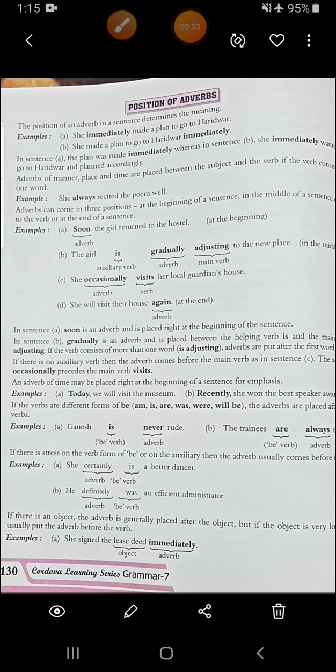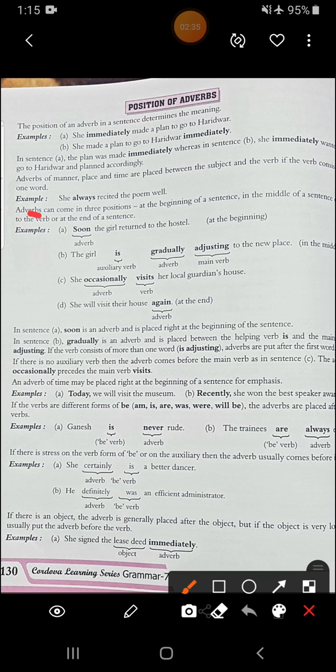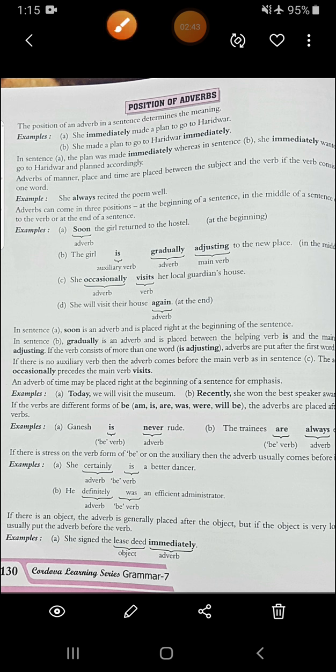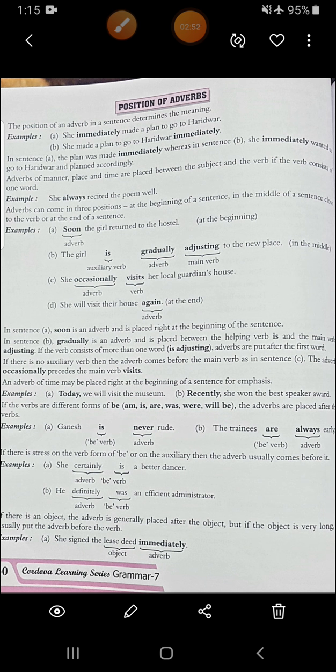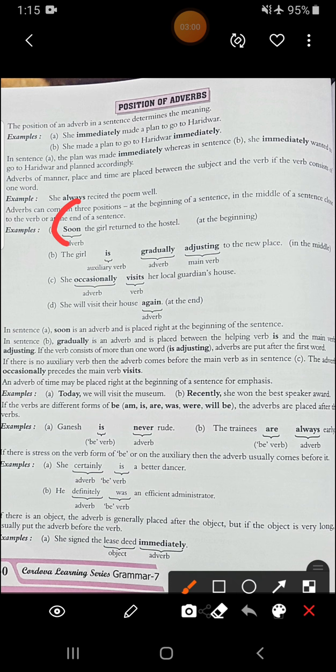Then next is adverb can come in three positions: at the beginning of the sentence, in the middle of the sentence, and at the end of the sentence. So you can place it either at the beginning, in the middle, or at the end of the sentence, but you have to see what is the meaning. See the first example, soon the girl returned to the hostel. See, you can see here adverb soon is kept at the beginning.